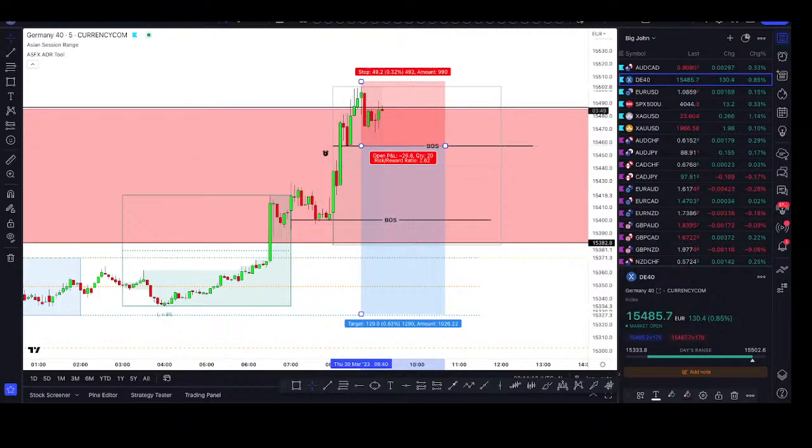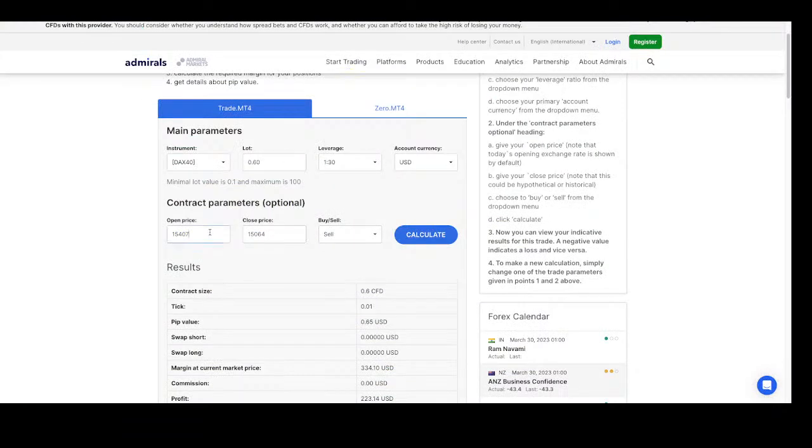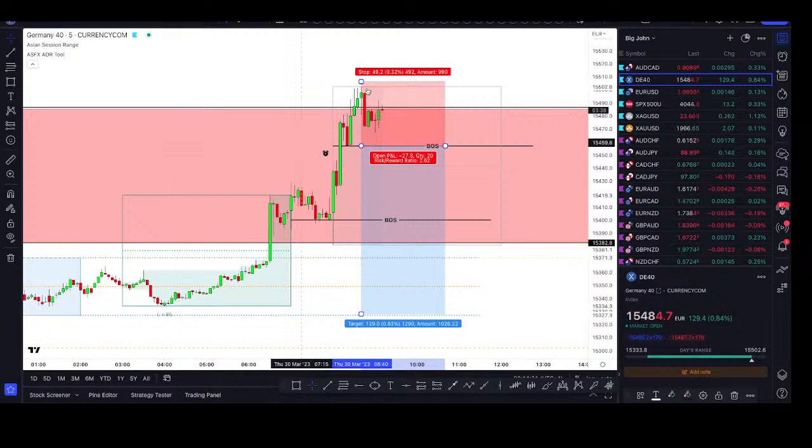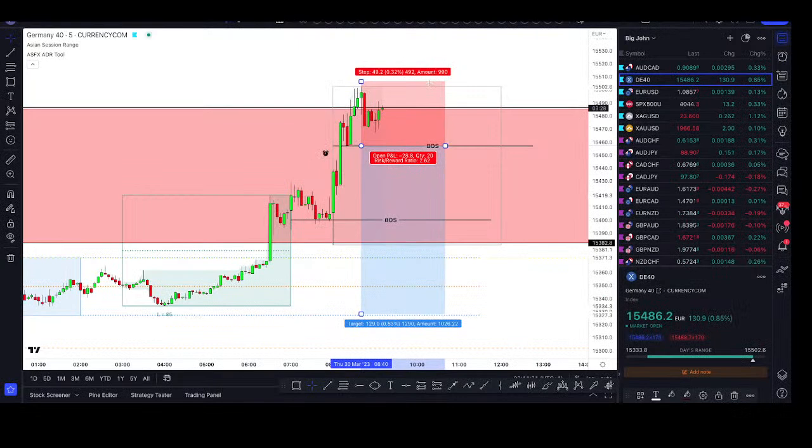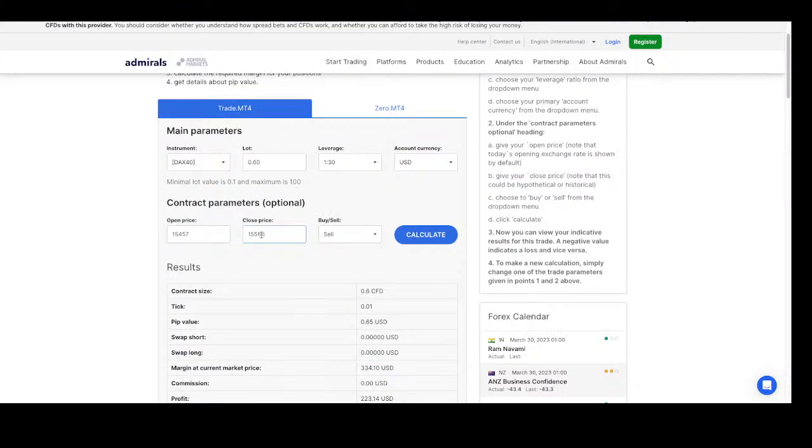So all I do is go here and do this. 15457, and then let's just say the stop loss to get hit would be 15506. Was it 15566? I can't even remember now. I've got to double check that. Yeah, 15506 is.